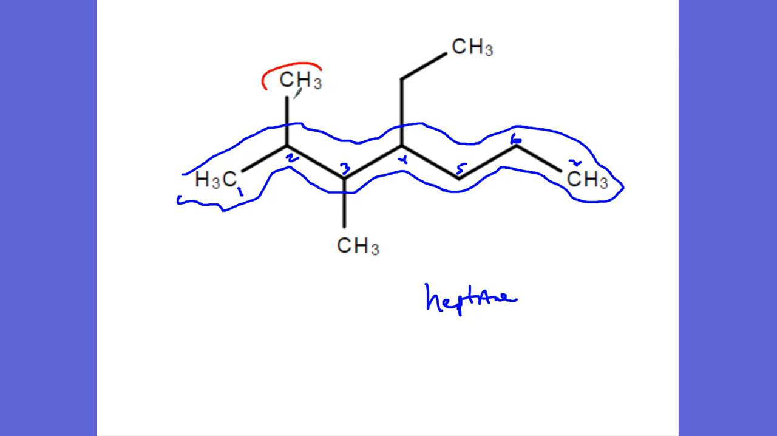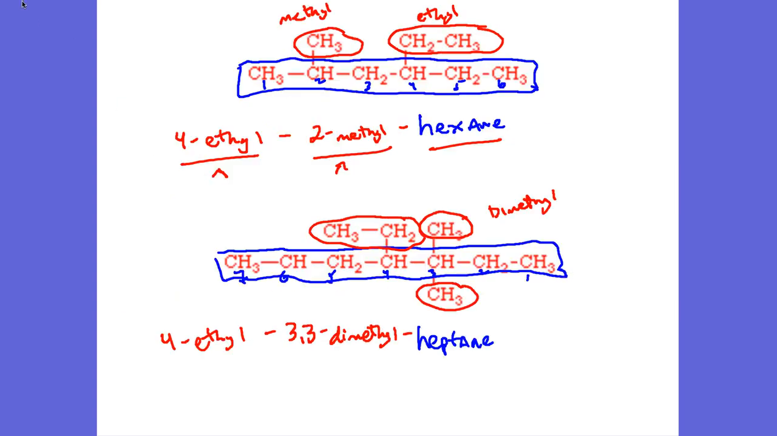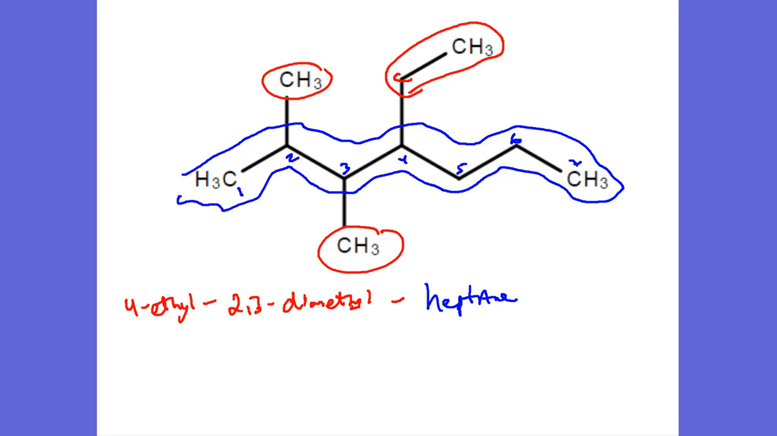So I have a methyl coming off the second, a methyl coming off the third. I have an ethyl. You can see that's worth a carbon right there. And we have an ethyl coming off of the fourth. So I'm going to call that 4-ethyl, 2,3-dimethyl heptane. Was that the exact same one as before? No. This one was 3,3-dimethyl. This one is 4-ethyl 2,3-dimethyl heptane.